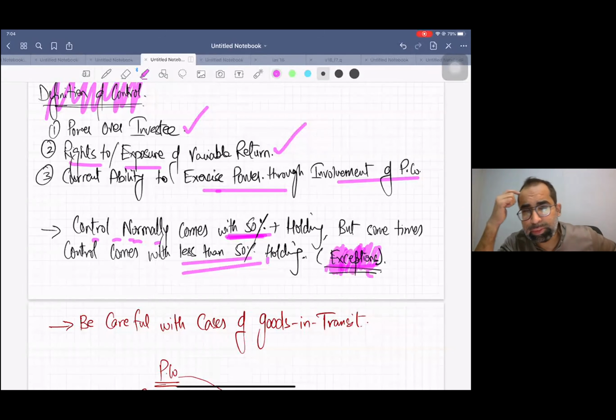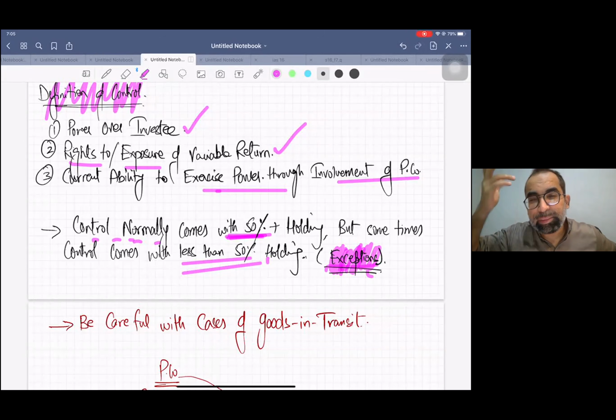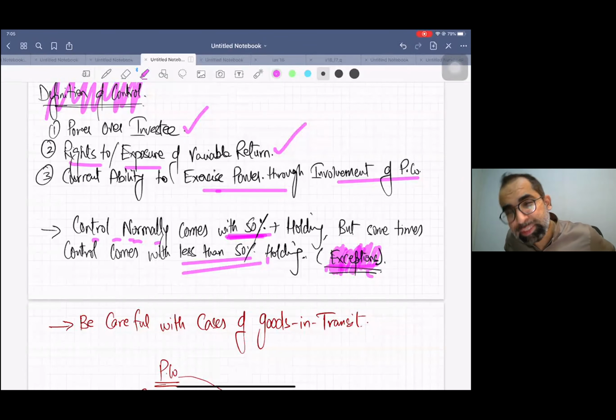Do revise these exceptions. How? Sometimes control comes with less than 50% shares through contractual arrangements. Sometimes you get the power to appoint. Sometimes the parent company gets the power to appoint a majority of directors of S company without 50% holding. If that is the case, then you don't need the holding percentage. Control is there. So the real thing is not holding percentage, the real thing is control.